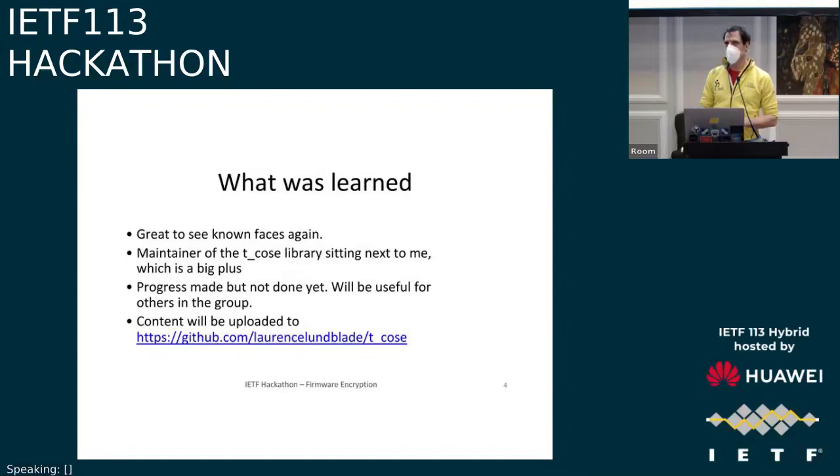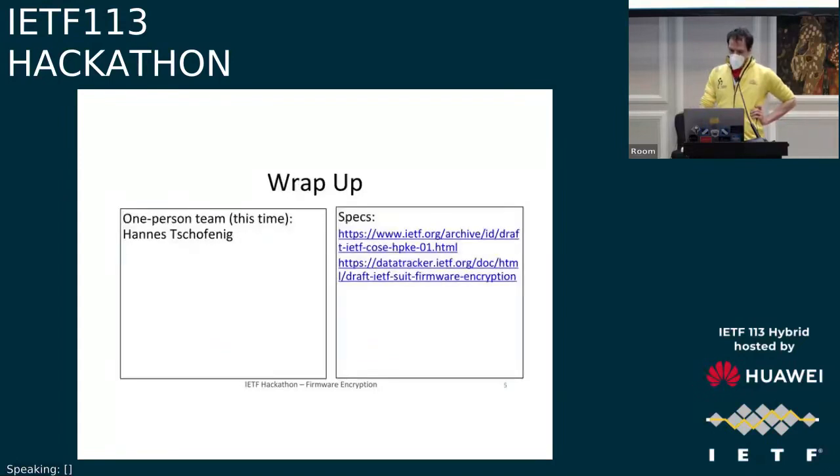COSI is not a terribly complicated specification, but still complicated enough for this purpose. So the content will be uploaded to this repository. And yeah, that was it. Two links to the specifications that are relevant. One is obviously this new COSI HB key functionality, and the other one is where it goes into to encrypt firmware for IoT devices. And that's all there is to say.